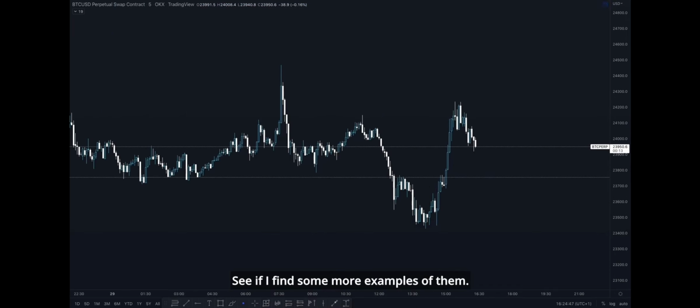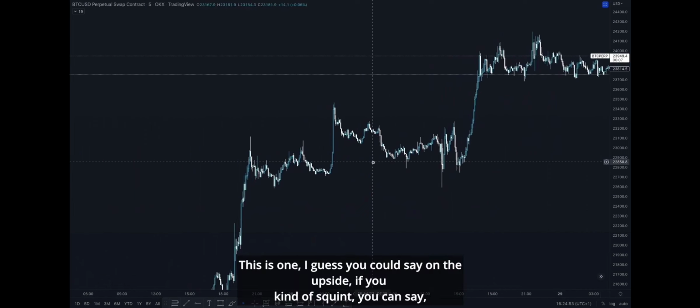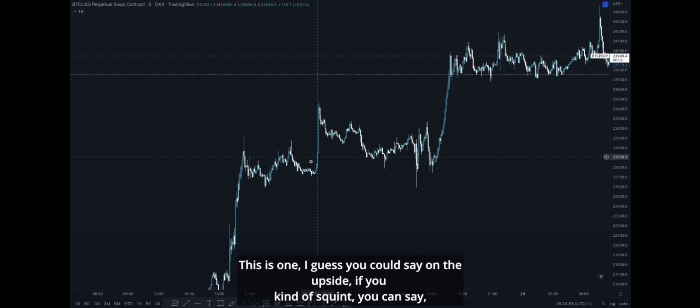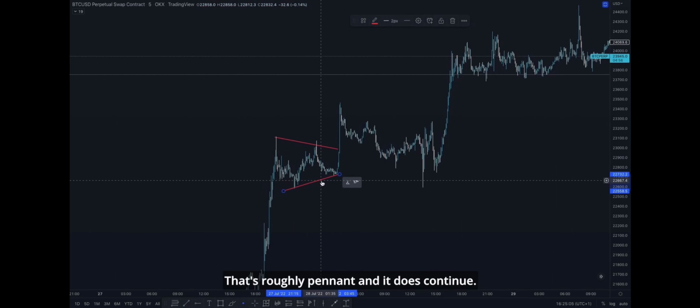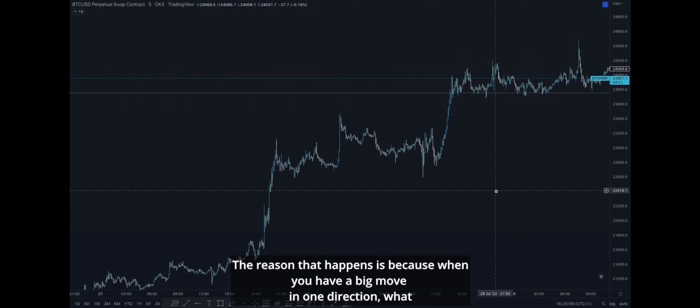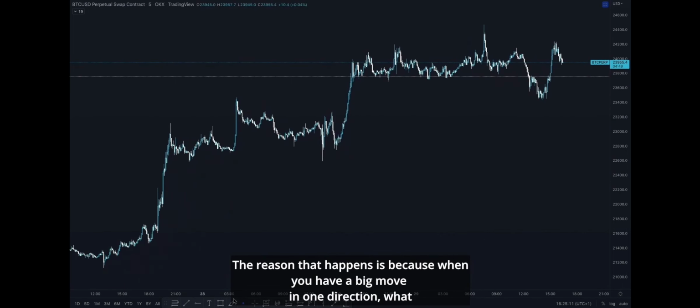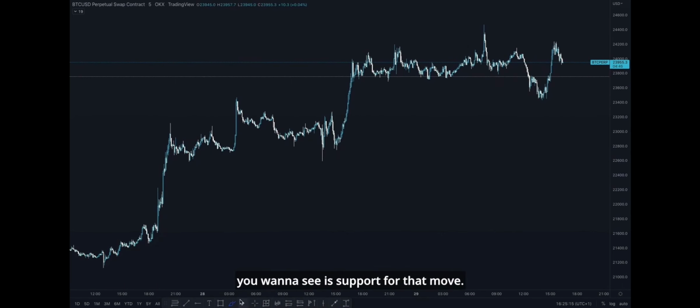Looking at that, see if I find some more examples of them. This is one, I guess you could say, on the upside. If you kind of squint, you can say, okay, this, and then this, a little bit better. That's roughly a pennant, and it does continue. The reason that happens is because when you have a big move in one direction, what you want to see is support for that move, whether it's up or down.